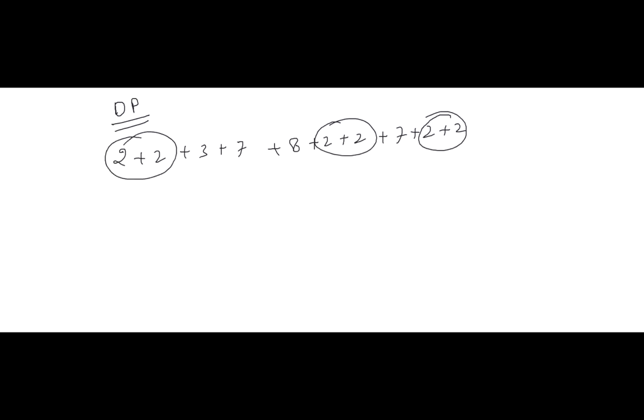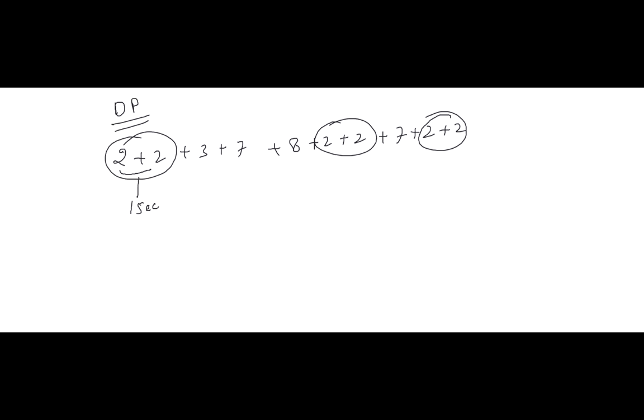Dynamic programming is a way where we are reusing some particular things. For example, if I give you an expression like this, 2 plus 2 plus 3 plus 7 plus 8 plus 2 plus 2 plus 7 plus 2 plus 2. Here we can see this 2 plus 2 comes 3 times, right? I am going through a very simple example so that you can understand. Let's say this operation is taking 1 second. You can assume that this 2 plus 2 is a complex operation, so it is taking 1 second.